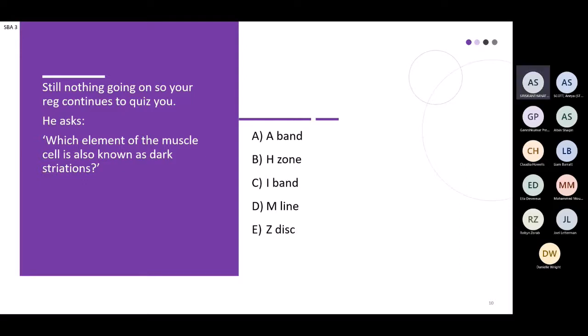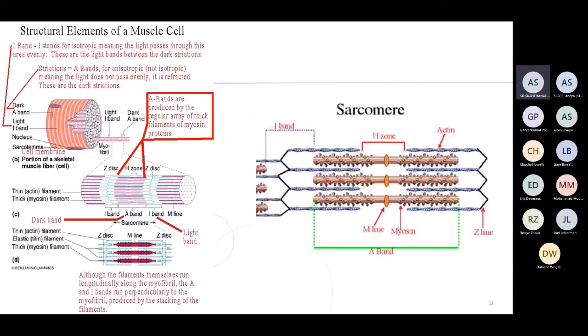Okay, I'm going to close the polls now. The answer here is very split amongst everyone. So the correct answer is actually A, the A band. I'll go over it in the next slide here. Your A band is your dark band where there are more filaments concentrated in that region. So that's this bit here. You can see the actin and you can see these myosin filaments here. And because they're overlapping, it's going to look a lot darker.